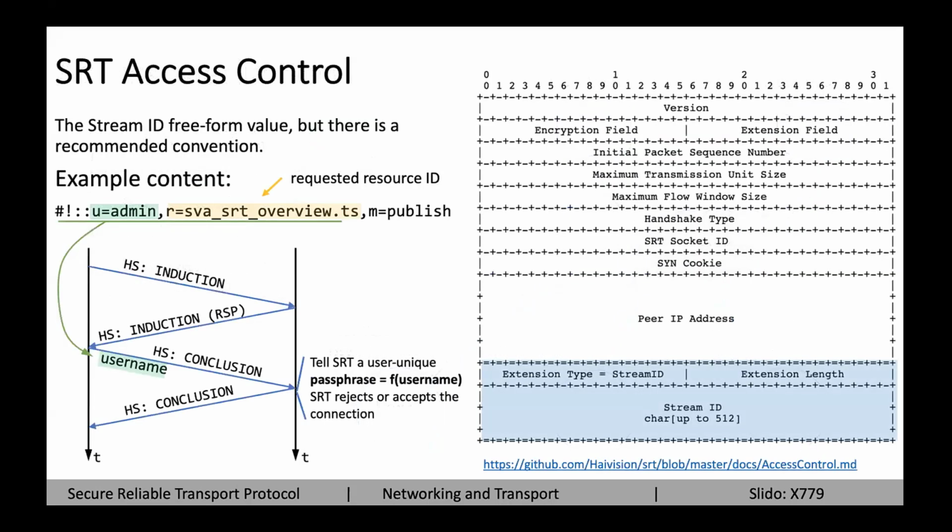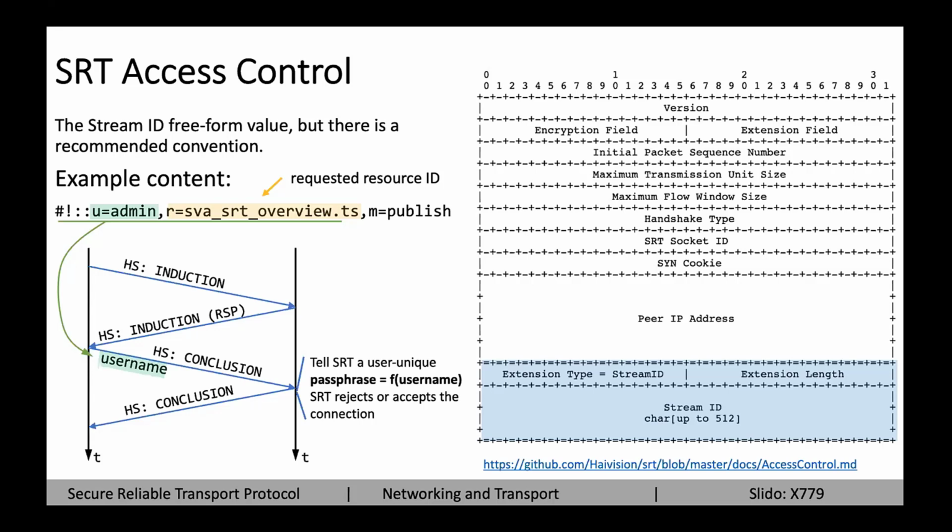This slide provides more details on how SRT Access Control works under the hood. SRT handshake packets have a dedicated field called Stream ID that I talked about previously. This field holds up to 512 characters of custom user data. The content is not restricted by SRT, but SRT provides the so-called SRT Access Control guidelines that suggest a format to exchange some useful information like username, requested resource ID, stream content definition, and so on.